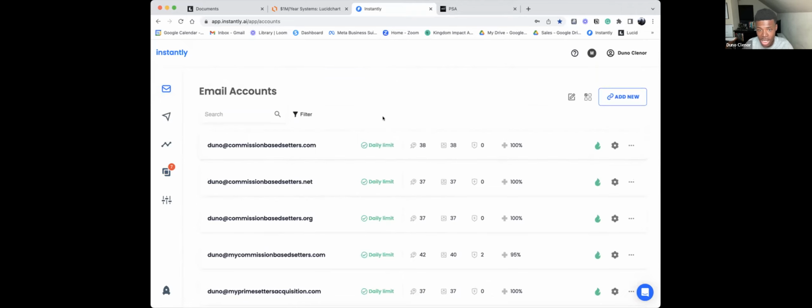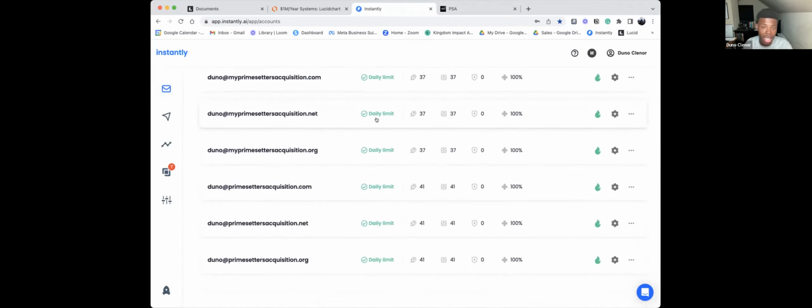If I buy 10 more domains, if I buy 100 domains, there's one guy who owns 900 domains and he's doing like 30,000 outreach a day, right?